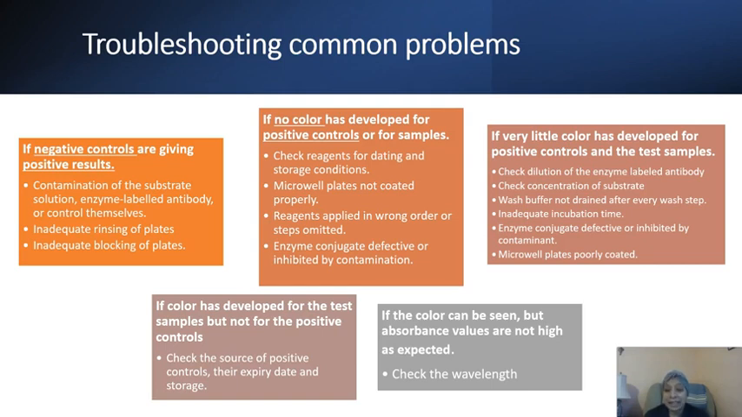And finally, if you can see color but you can't actually see it with the numbers and absorbances, the biggest reason for that is to make sure that you are using the right wavelength on the spectrophotometer.